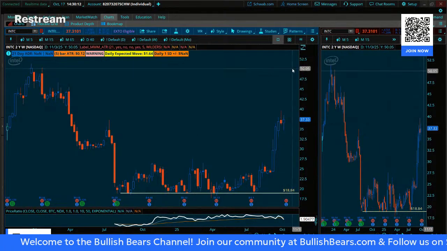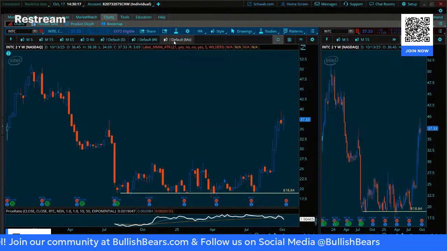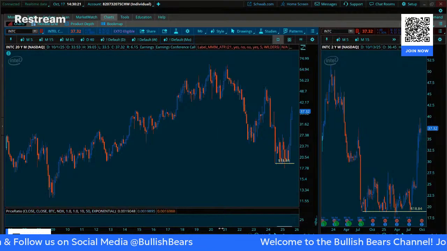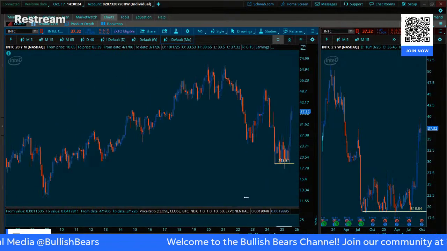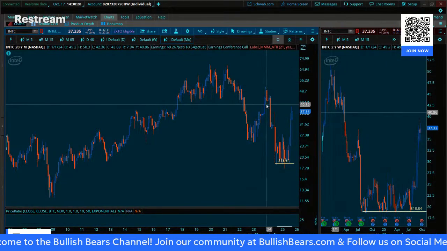I'd like to see it get up into that 50 area, really, but we might not get that all at once. It might take some time. This is the monthly, and so you can see we've got that risk around 50 bucks.